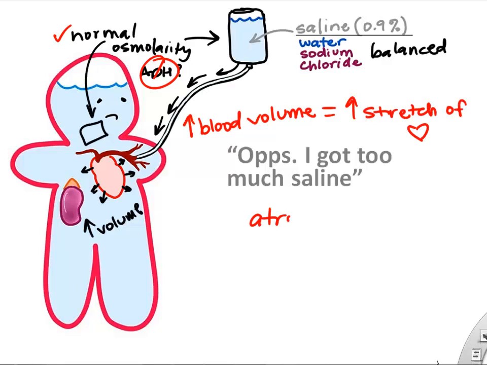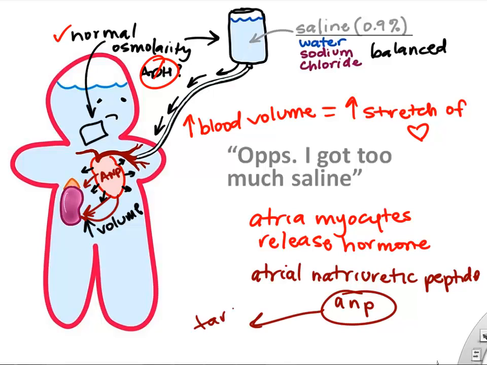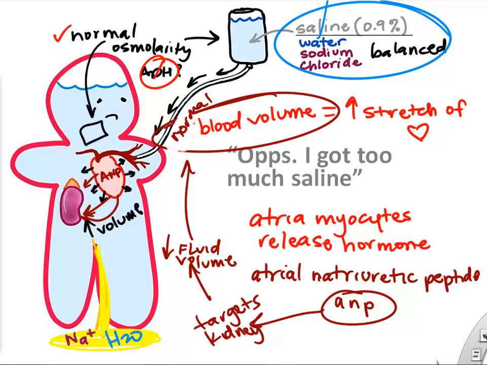When you do that, you stretch your heart more, and your little myocytes actually release their own hormone called atrial natriuretic peptide. Some other places release this, but mainly it's the atria. And that ANP is going to target, among other organs, the kidneys and help to increase urine output so that your fluid volume goes down, your blood volume goes down, and you correct your blood pressure. So again, this is a different way that you're going to regulate urine output through atrial natriuretic peptide. You're going to pee out a lot of salt and a lot of water, and that's going to hopefully get rid of any excess fluid volume.